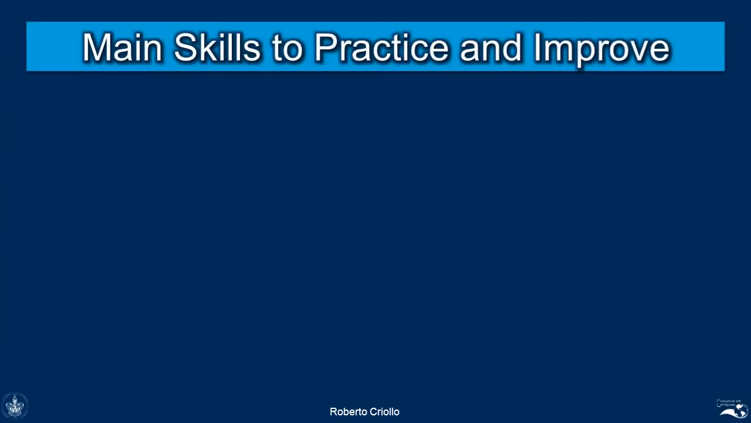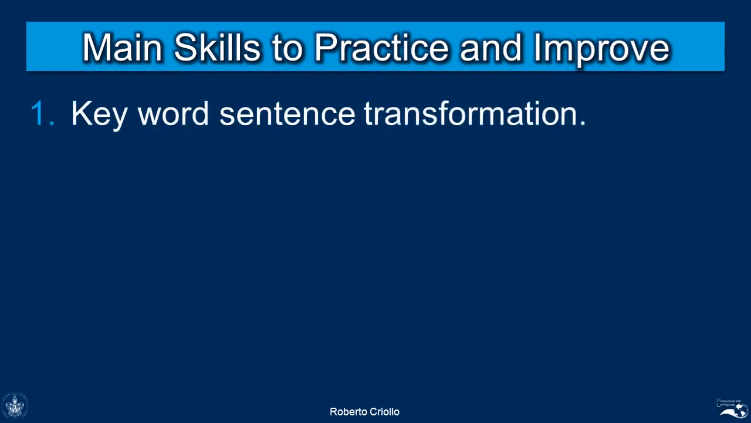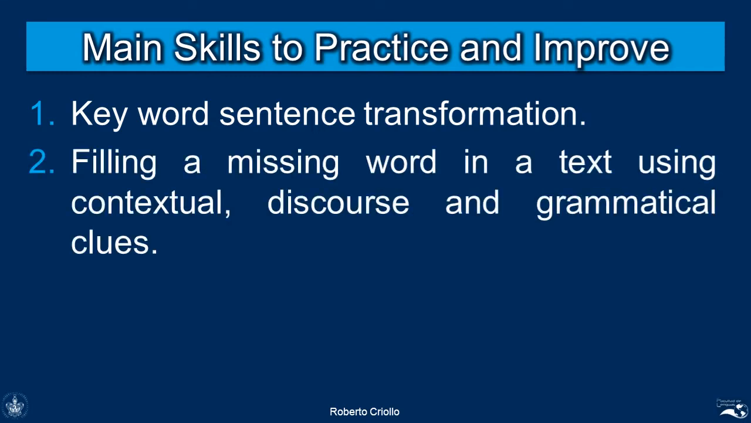So you need to remember for next time, before we take the second practice test, I would like you to review basically these two skills: number one, the keyword sentence transformation, changing sentences while keeping the same meaning, and number two, of course, filling a missing word in a text using contextual, discourse and grammatical clues. Remember that for this one, you need to look for articles in different newspapers or magazines, and then eliminate every 10th word, replace it with a blank, and practice trying to remember or get the words that go in each blank.